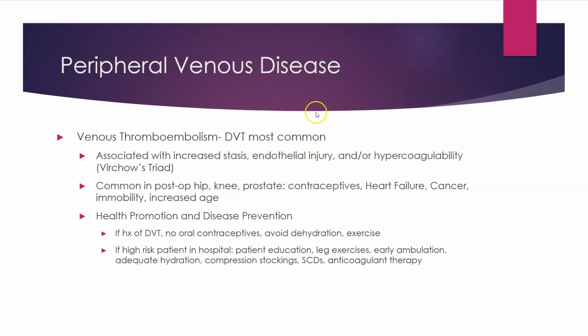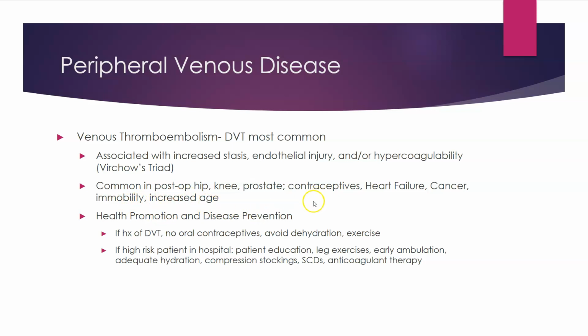Peripheral venous disease, so DVTs are common with this, or are common in people. So what are you going to see with the DVT? Within this, one of the main things that can cause DVT is Virchow's triad. And what that is, increased stasis, so blood's kind of pooling. You've got endothelial injury, and then hypercoagulability. So this is common in post-op patients, especially at the hip, knee, and prostate. People that are on contraceptives, people that have heart failure or cancer or immobility or an increased age.